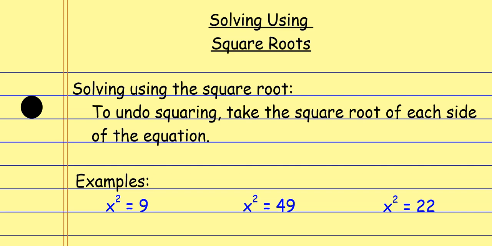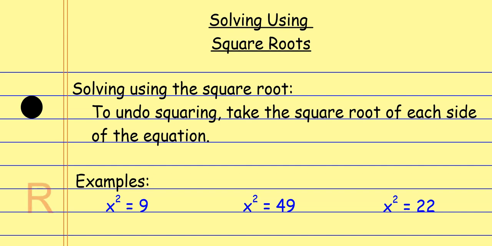So solving using the square root, to undo squaring something, we're just going to take the square root of each side, all right? And we've already solved equations that had square roots in them, and we got rid of the square root by squaring each side. So it would make sense that to get rid of squaring something, I square root each side, all right? So it's just that idea of inverse operations.